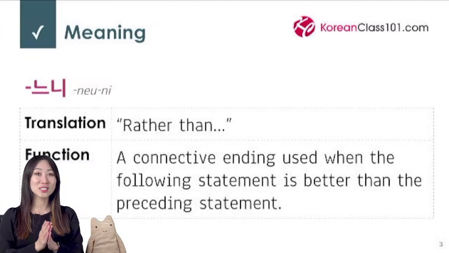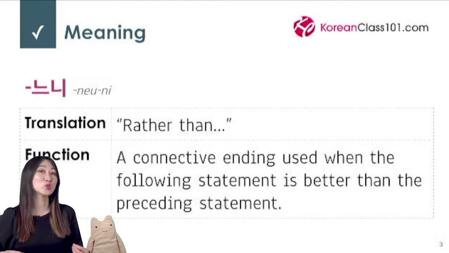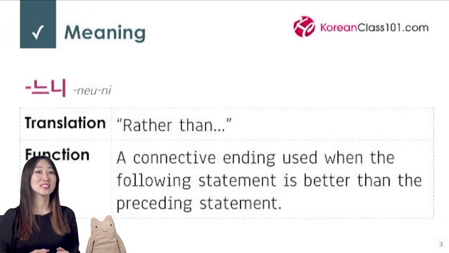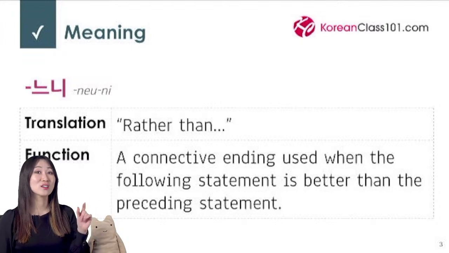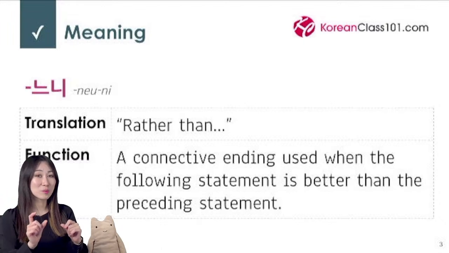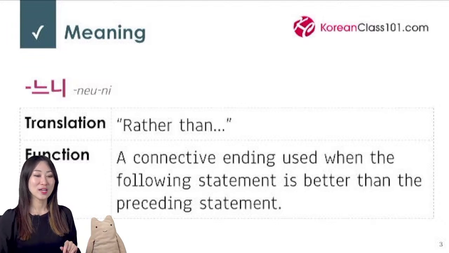So 느니 basically means rather than. I'll show you a lot of examples today, so you will see more situations where you can use this expression. This is the connective ending, which means it doesn't come at the end of the sentence, but it comes after a verb in the middle of the sentence. I'll show you the example, so don't worry.